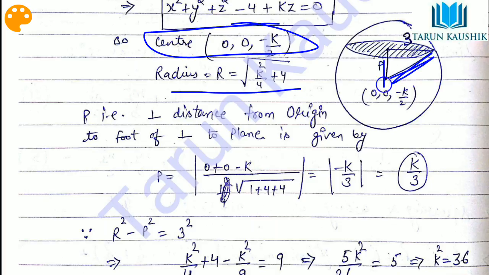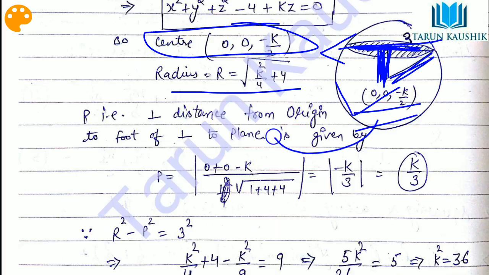Now this line is tangent to this plane. So we can calculate the length of the perpendicular drawn from the center to this plane. How can we calculate it? Just substitute the value of this point into the equation of the plane.